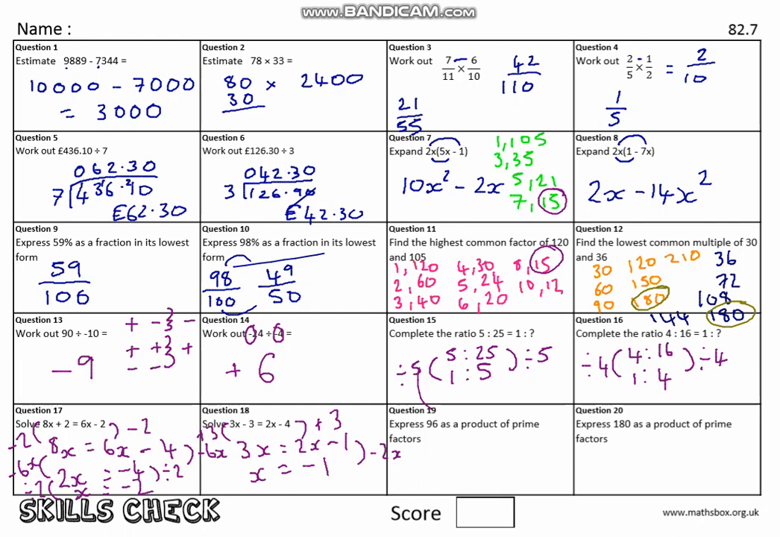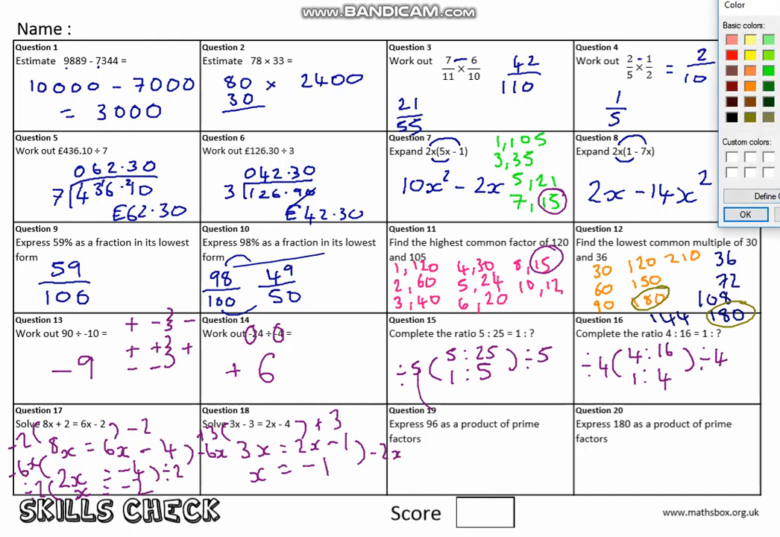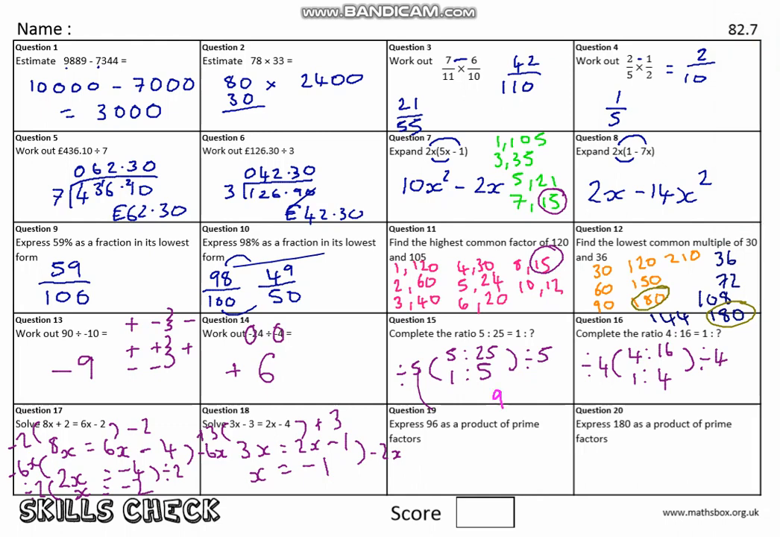Sorry. Okay, so our last question says express 96 as a product of its prime factors. Hopefully we know how to do this. We have done this lots and lots of times. Okay, so let's start with 96. It's an even number, so let's do 2 times something equals 96. It is 48. Okay, and then it's even again, so let's go 2 and 24.